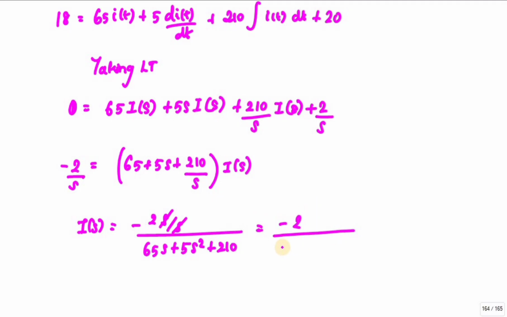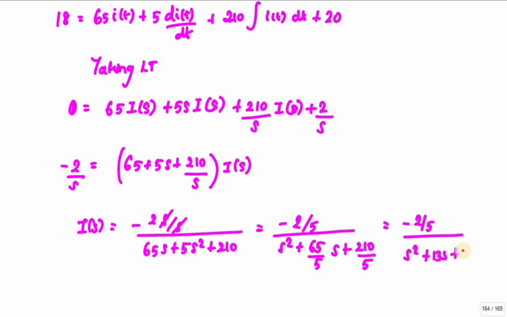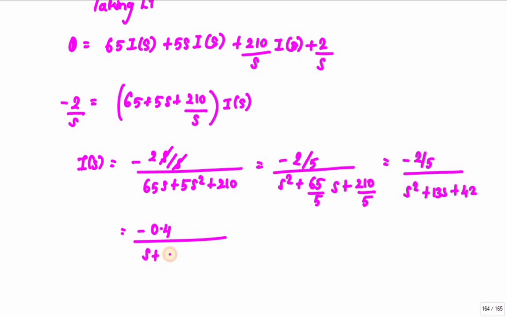And here I can take the value of 5 outside, so I will get minus 2 divided by 5 over s square plus 65 by 5 s plus 210 divided by 5, that is equal to minus 0.4 divided by s square plus 13s plus 42. That I can write in the denominator as s plus 6 into s plus 7. So on taking partial fraction, I will get a divided by s plus 6 plus b divided by s plus 7.